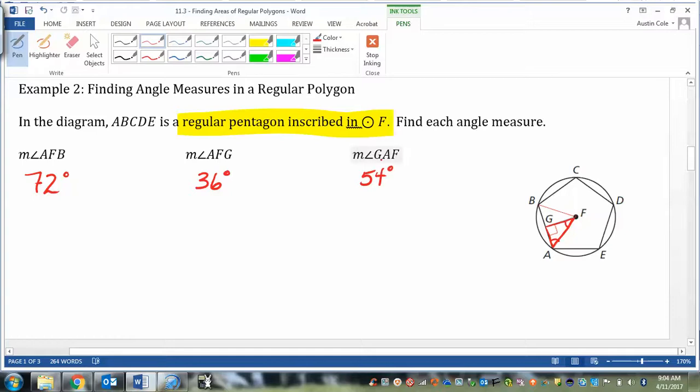Is there another way to do that? Joe? 180 minus 72 divided by 2. Okay, if I look at this triangle, the central angle is 72. So 180 minus 72. I know this is an isosceles triangle because those are both radii of the circle. So then I can take 180 minus 72 and divide that by 2. Any questions there about using what the apothem is or finding the central angle of a polygon?